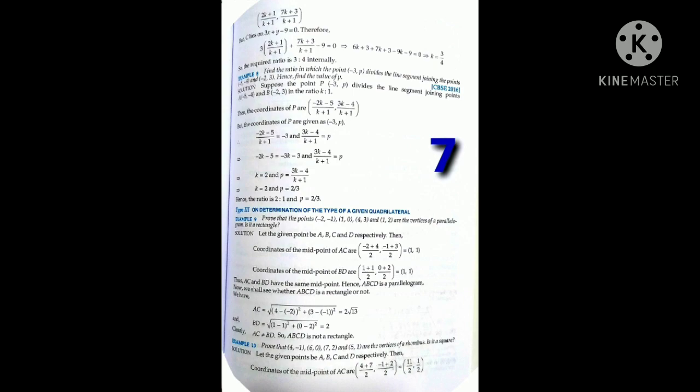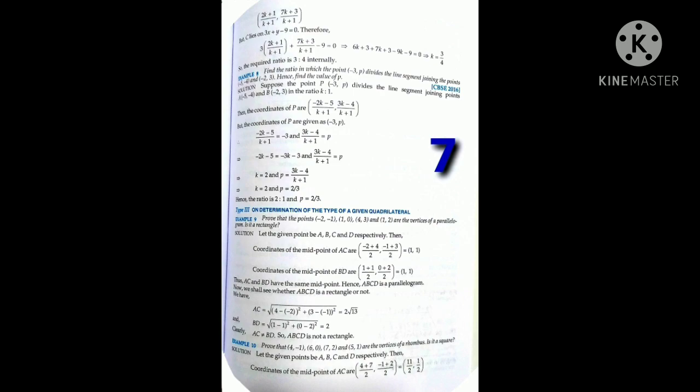So the value of k is equal to 2. Therefore, the ratio will be 2 is to 1. K is to 1 means 2 is to 1. And we also got the point P, that is (-3, P). This P is actually 2 by 3. I hope the concept is very, very clear now. Now let us see the next one, a very interesting question.